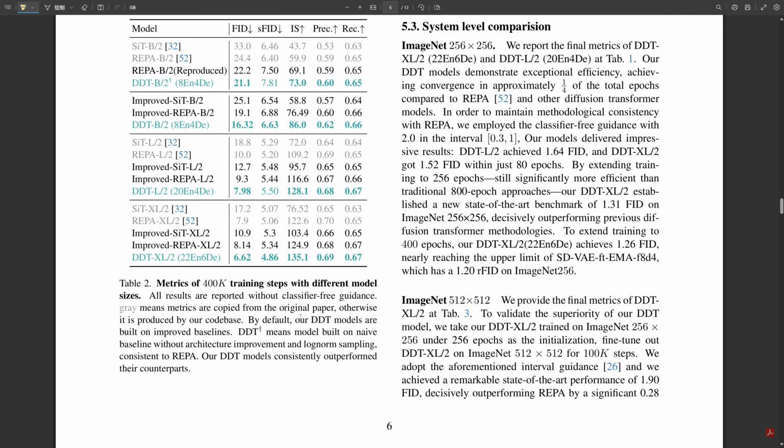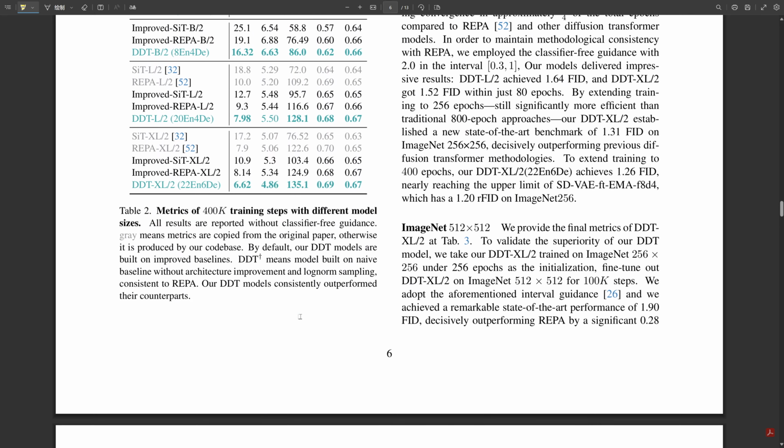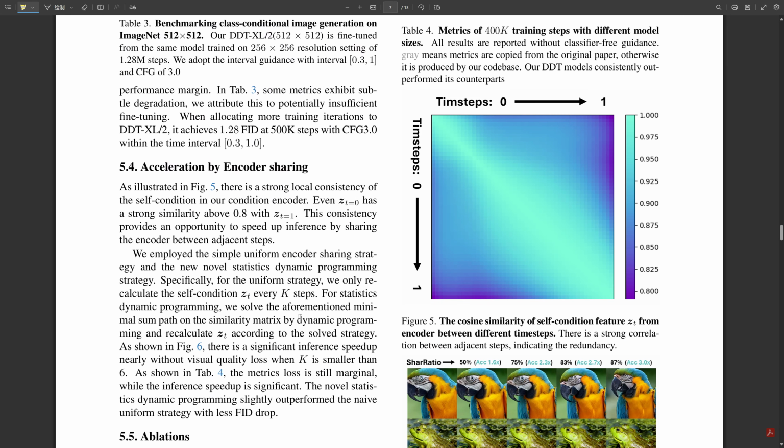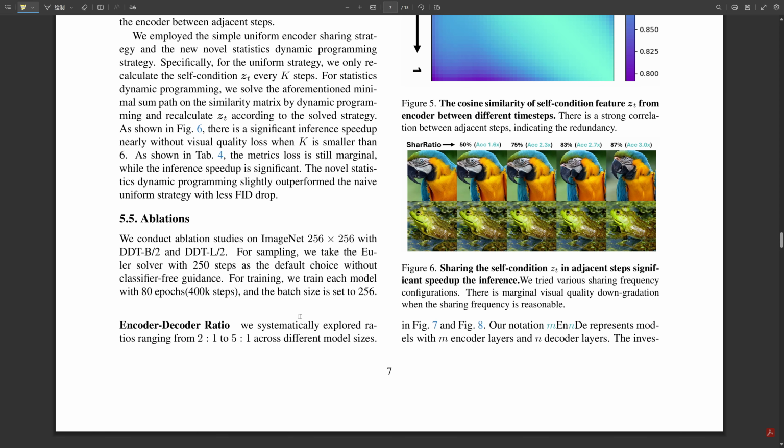The paper states they use a statistic dynamic programming approach to find the optimal encoder sharing strategy with negligible second-level time cost. So it's adaptive based on how much the understanding is actually changing, not just a fixed schedule. That sounds much smarter than just, say, recalculating every 5 steps. Exactly, and they show it works better. Compared with the naive uniform sharing, our dynamic programming delivers a minimal FID drop.